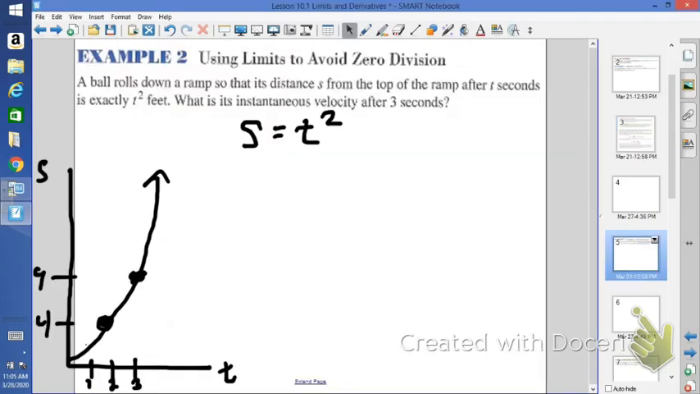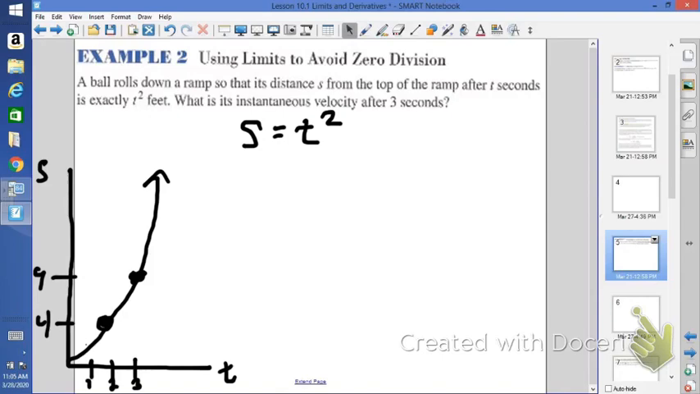Alright, example 2. A ball rolls down a ramp so that its distance s from the top of the ramp after t seconds is exactly t squared feet. What is the instantaneous velocity after 3 seconds? So I graphed s equaling t squared. And so what did we say we wanted to do?